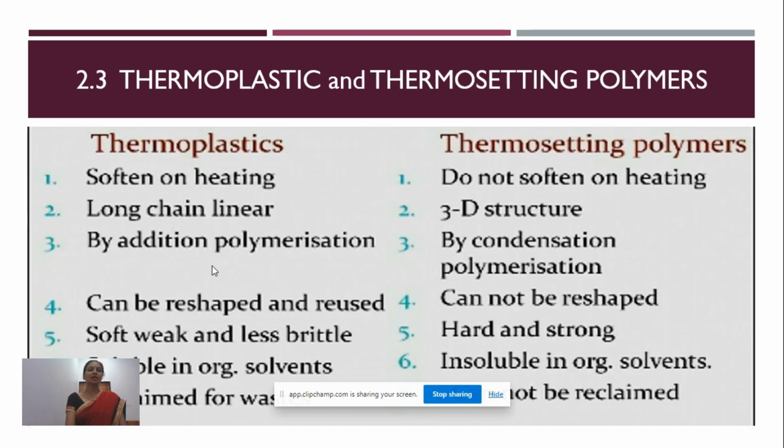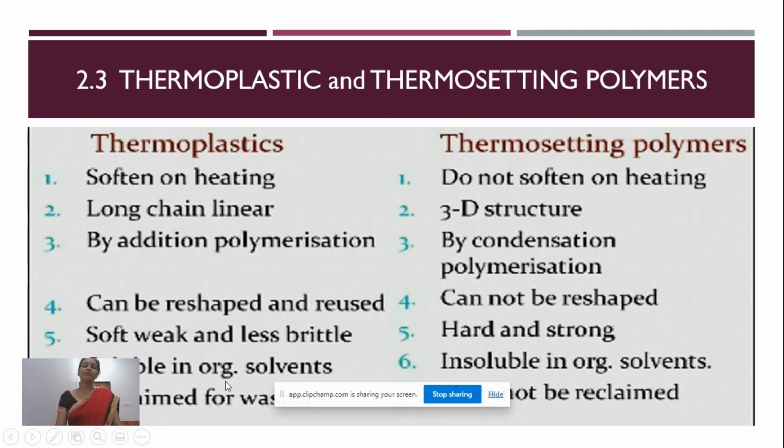Thermoplastic polymers are soft, less brittle. But thermosetting polymers are hard and strong. Thermoplastic polymers are soluble in organic solvent, but thermosetting polymers are insoluble in organic solvent. Thermoplastic polymers can be reclaimed from waste, but thermosetting polymers cannot be reclaimed from waste. So this is an important classification from the application point of view.